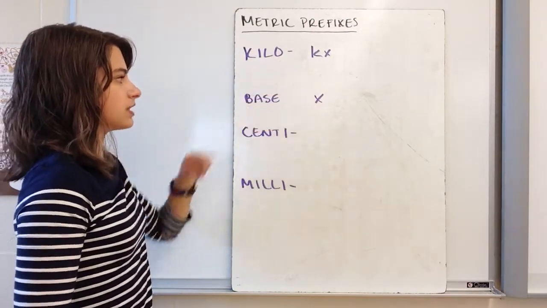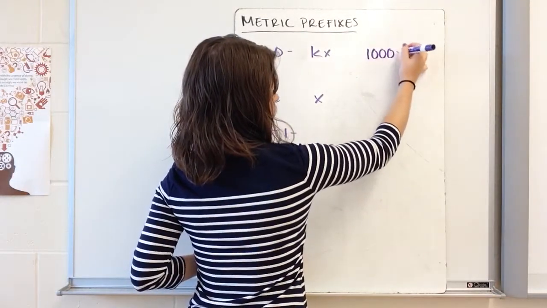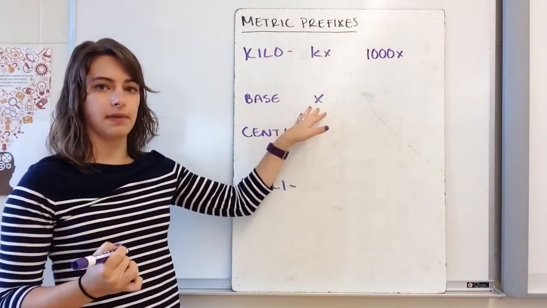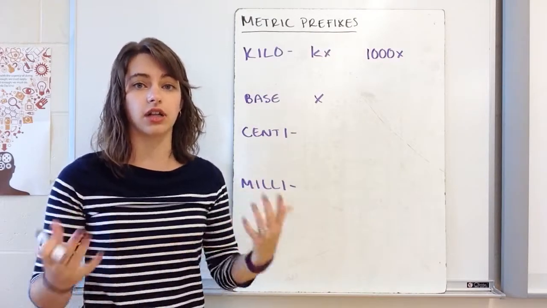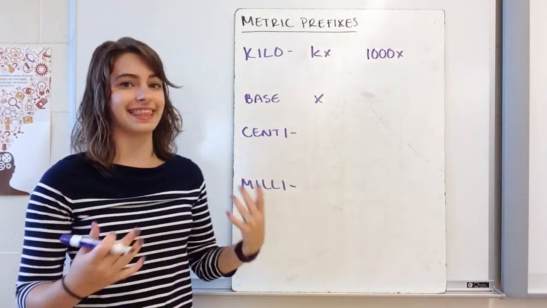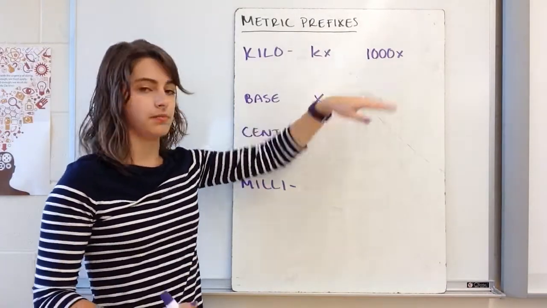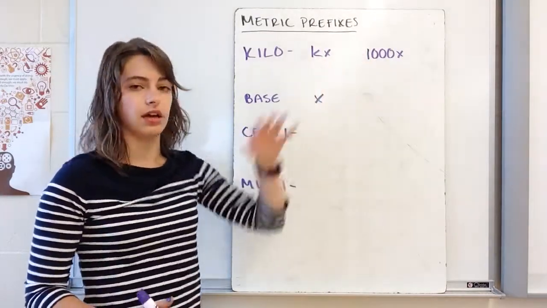Kilo is 1,000 times bigger than the base, which means that there are 1,000 of our base units in one of our kilo units. So if you have a kilometer, a kilometer is 1,000 meters. Meters is our base unit. Kilo means that it's 1,000 times bigger. So we have 1,000 meters in our kilometer.